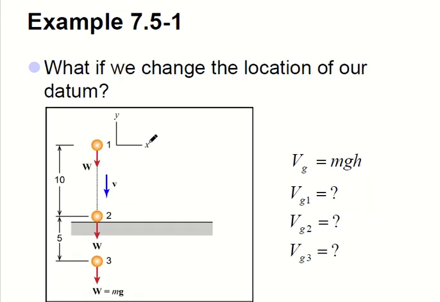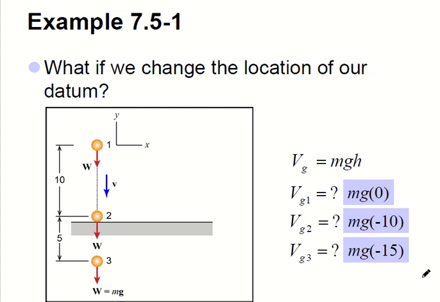Then we will get into what if we change the location of our datum. So our reference point, we want to change the reference point. Can we do that? So now we're going to change. Let's make this thing 0. So it goes -10 and then -15. So we change the datum reference point.